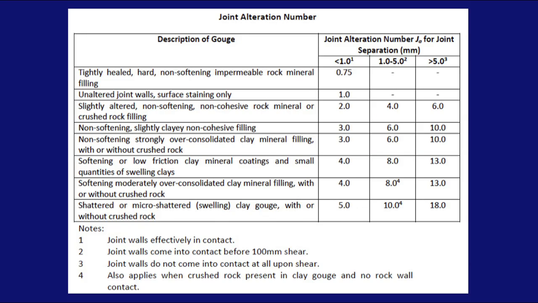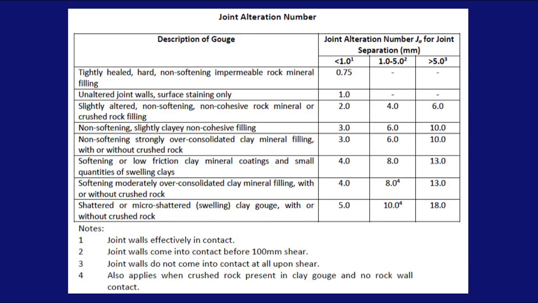This table shows the joint alteration number. There are 3 columns, one for each so-called joint separation. In our hard rock conditions in South African mining, we tend to have fairly tight rock masses, so your separation generally is going to be in that first column, in other words, less than 1 millimeter. So we will tend to focus on those areas.